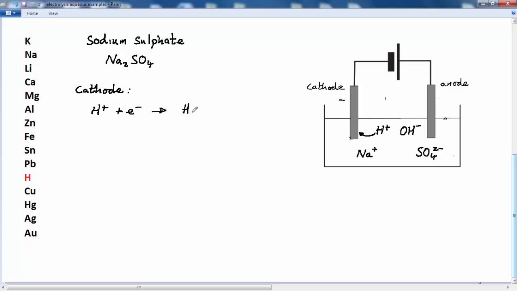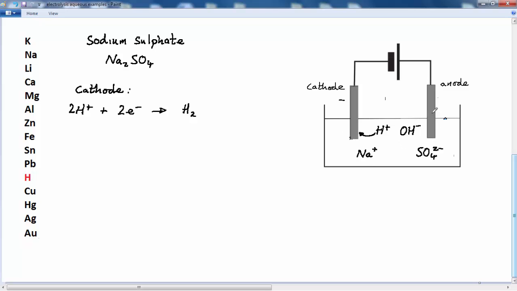Again, this exists as a diatomic molecule in the atmosphere, so we've got to put a 2 here, and then to balance that we need to put a 2 here. Just to balance the charges we need to put a 2 there. So that's the half equation for the cathode in this case.